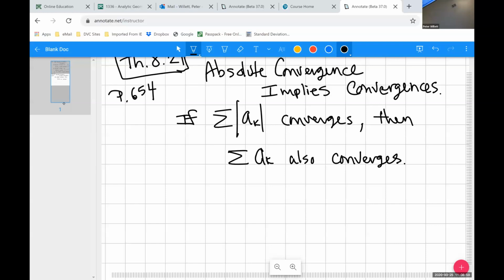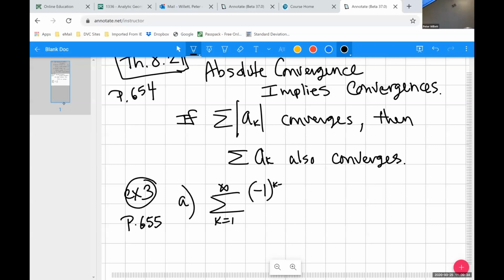All right, so let's look at an example. Example 3 on page 655, and we'll look at A. Again, it says determine whether the following series diverge, converge, and specifically if they converge absolutely or converge conditionally, to help you use this new definition. So our first one is the series k goes from 1 to infinity, (-1) to the k plus 1. So that makes it alternate. And then we have that divided over the square root of k.